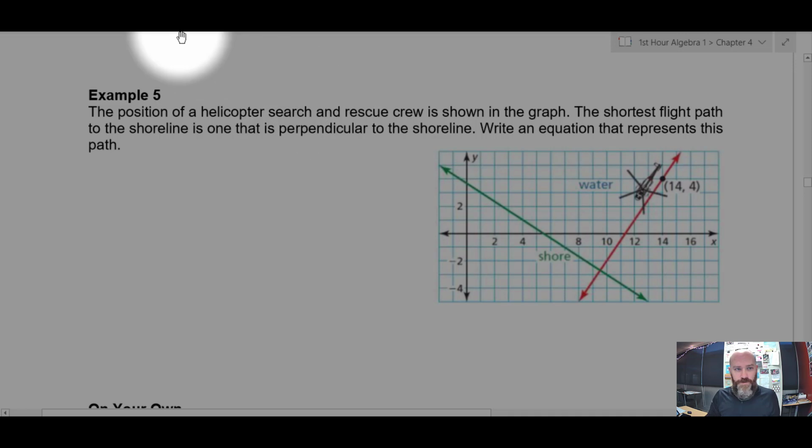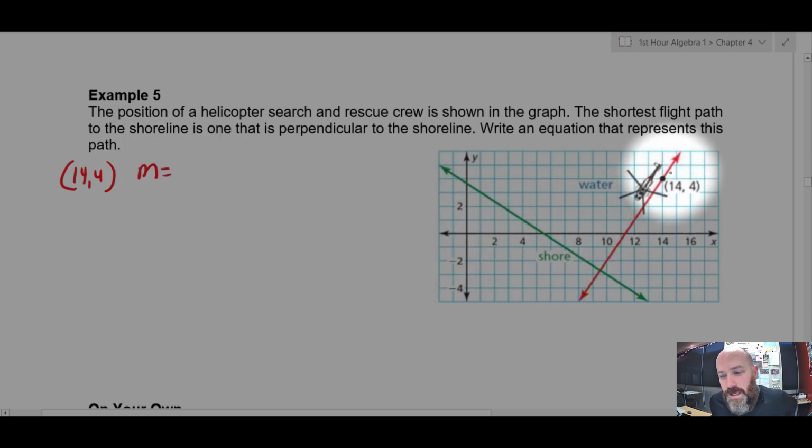Now there is a point here, so I'm going to write this so I know a point. Now I need to find the slope of this. I don't want to just count the slope right here, because you could find another point on here, so let's double check this. We're going up 1, 2, 3, and then over 2. So 3 over 2, we think it's 3 over 2, but let's make sure that's perpendicular to the shore.